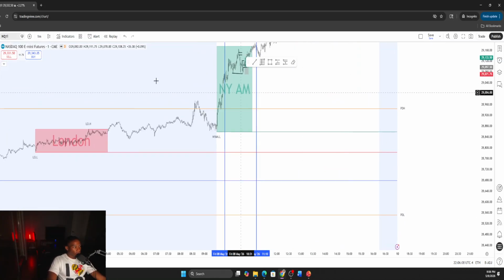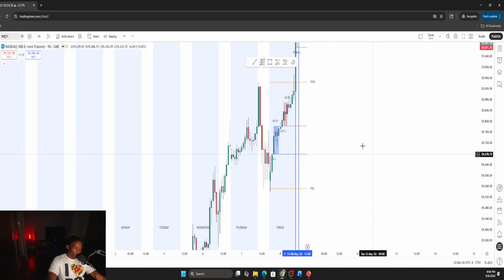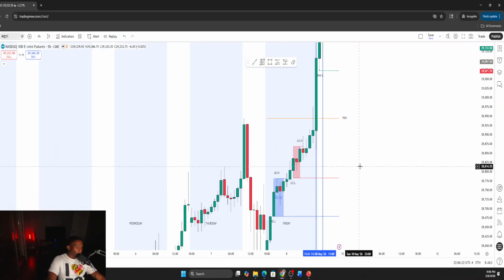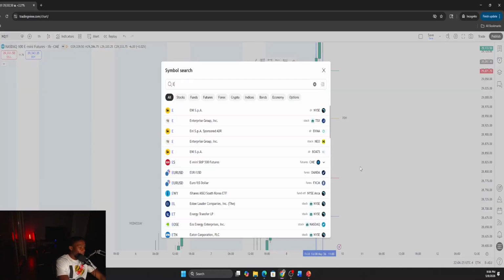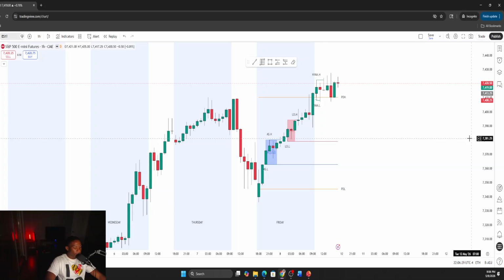We can look for three things. One of them, obviously, as you can see, is SMT. We can look for high time frame gaps. And we can look for something called a Judas swing. I will get into that in a second.